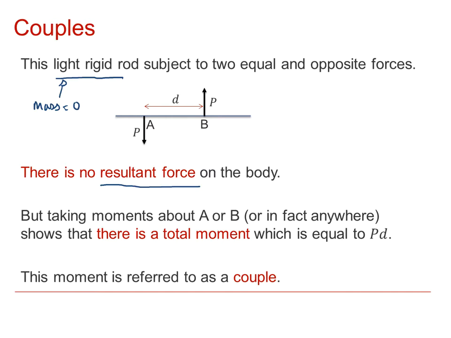So for example, about A, we can see that the moment would be equal to P, the force, multiplied by the distance, so P multiplied by D. And in fact, we can take moments about any point you like, and we'll see that there is a moment equal to P times D. This moment is referred to as a couple. So equal and opposite forces which are separated by a distance D give a couple which is equal to P multiplied by D.